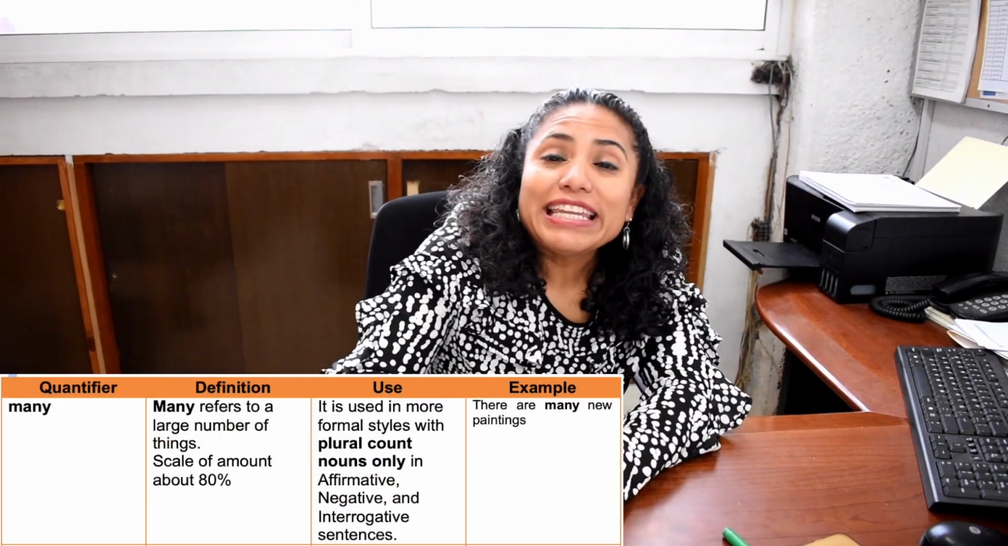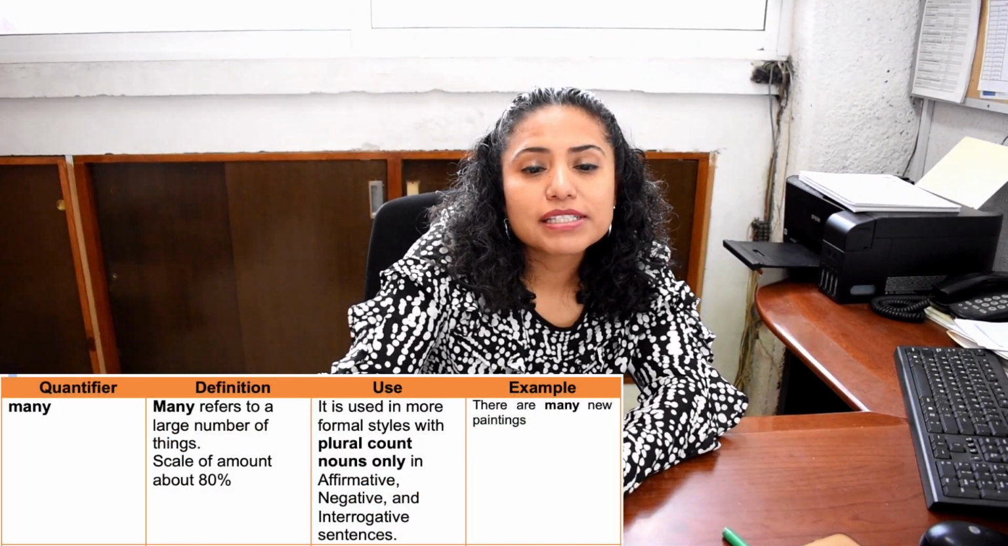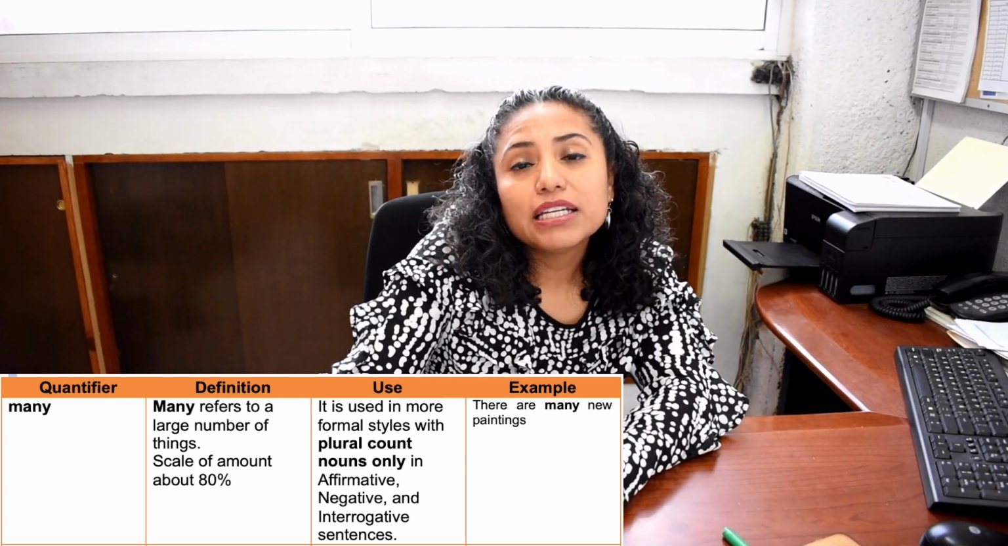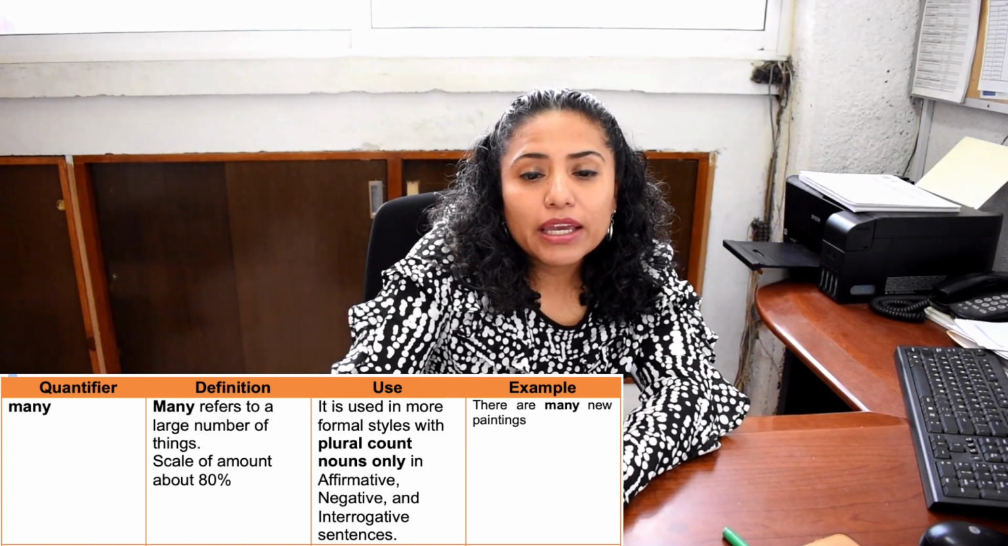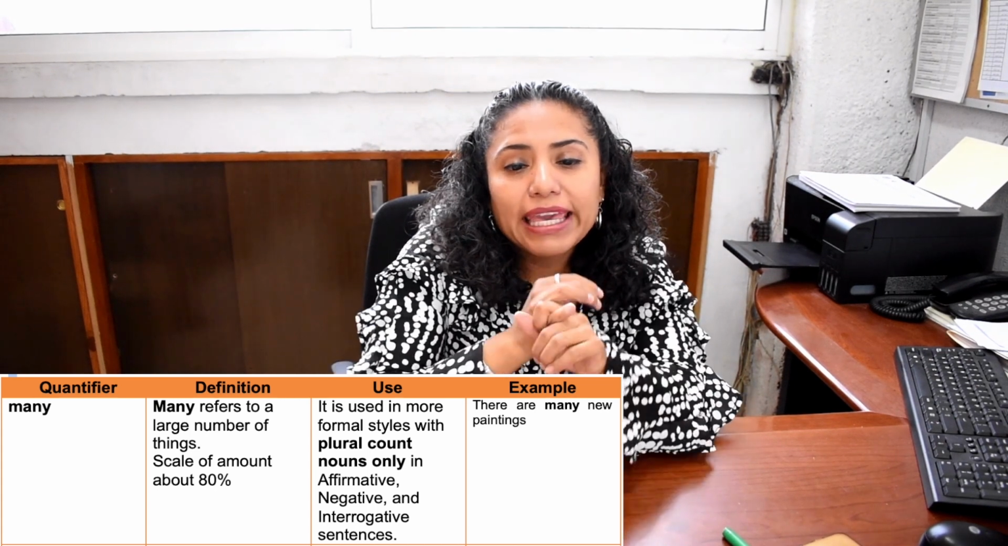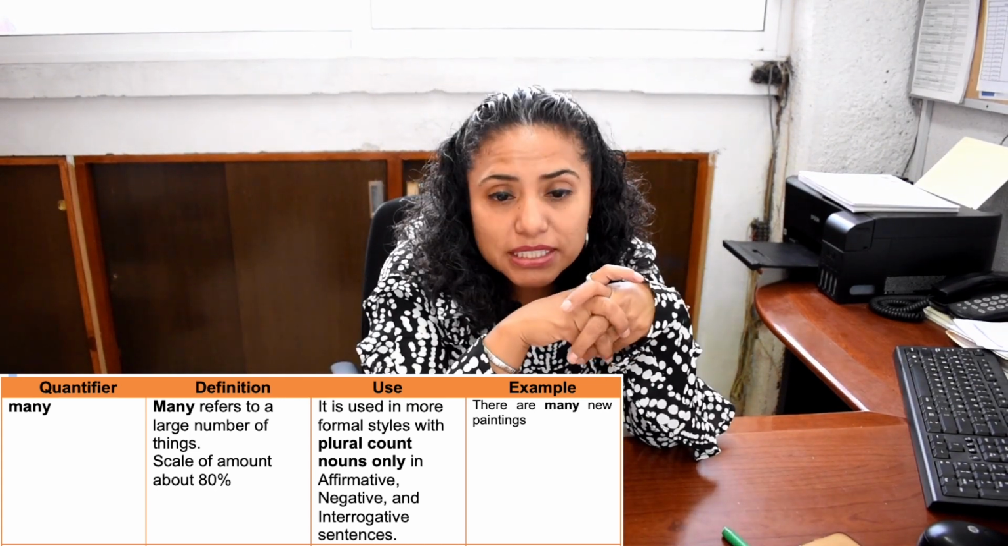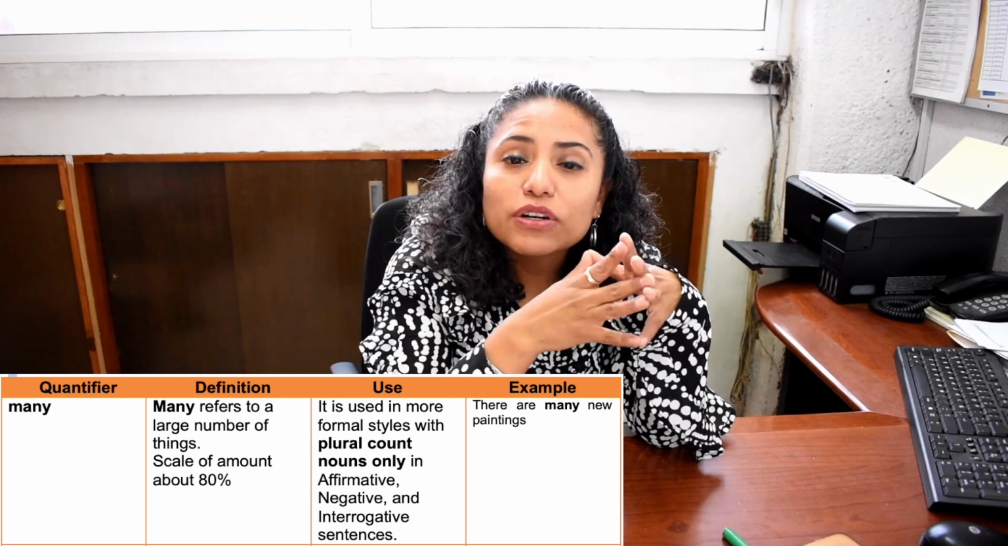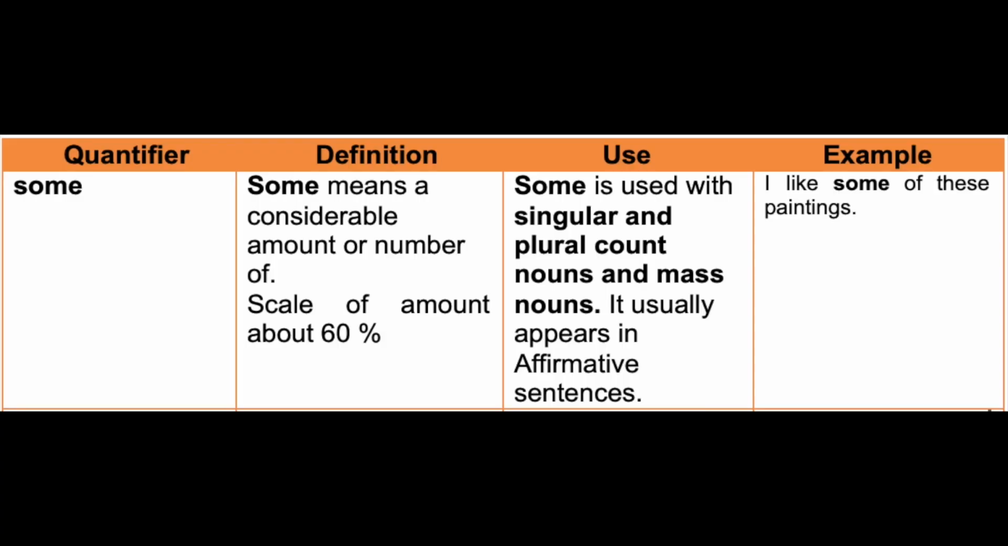And then we have many. Many refers to a large number of something, and it is used in more formal styles with plural count nouns only in affirmative, negative and interrogative sentences. And then we have some. Some means a considerable amount or number of, and it's used with singular and plural count nouns and mass nouns, and is usually used in affirmative sentences.